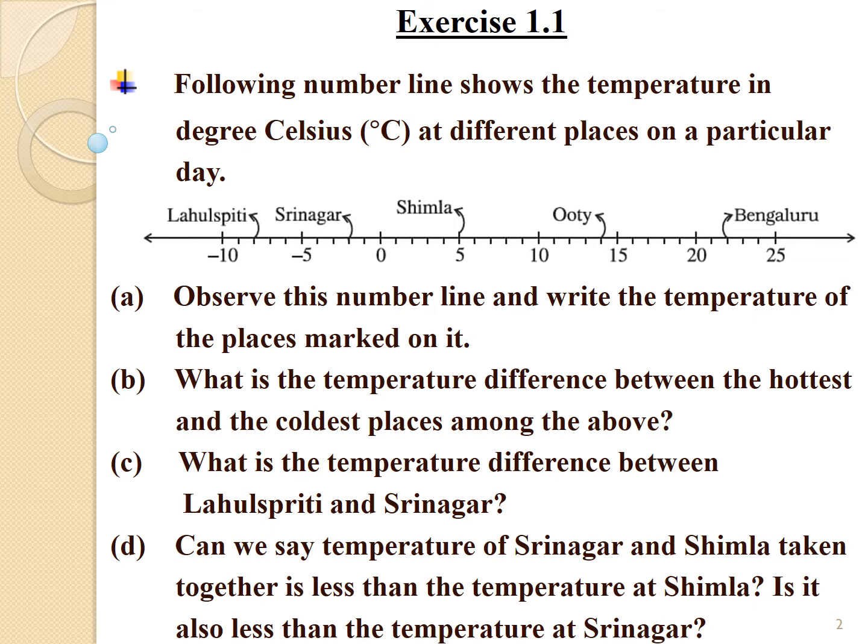Exercise 1.1. Question number 1. The following number line shows the temperature in degrees Celsius at different places on a particular day. Sum A. Observe this number line and write the temperature of the places marked on it. Question B. What is the temperature difference between the hottest and the coldest places among the above?